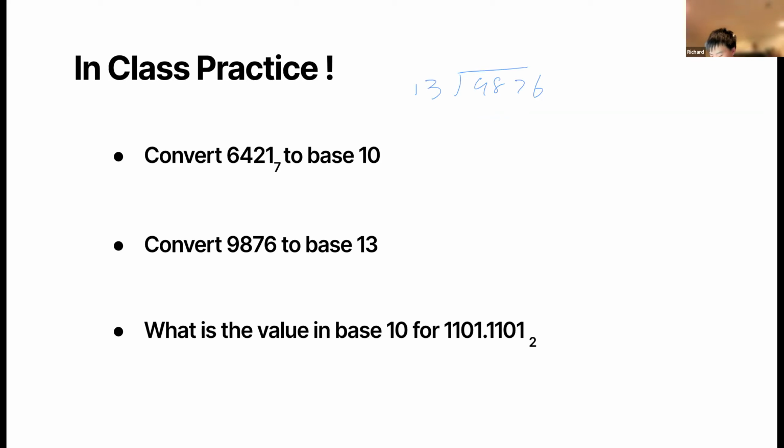So this is 7. 7 times 13 is 91. So this is 77. And then this is 5, 65, 12. 126 goes into 13 9 times. So this is like this. So now we take this number and then we divide it again by 13.